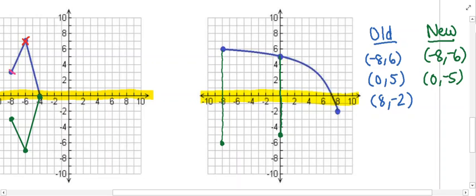And then lastly, if we look at 8, -2, okay, this point's actually below the x-axis. So when we count boxes, we are currently 2 units below the x-axis. So when we flip, we've got to go 1, 2 units above. Okay, so we're going to end up at the point 8, +2.